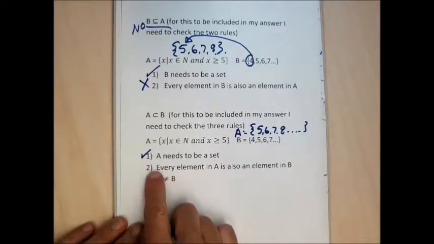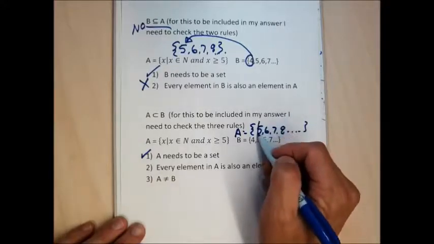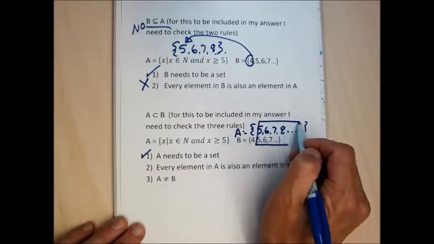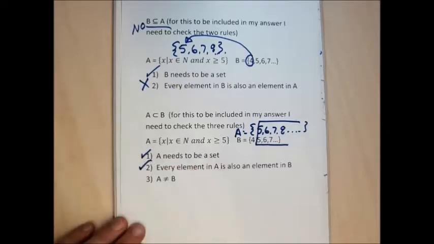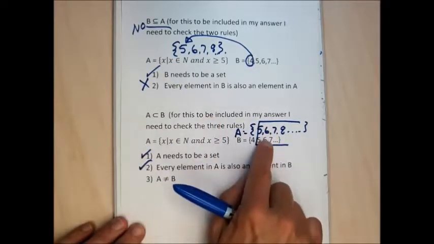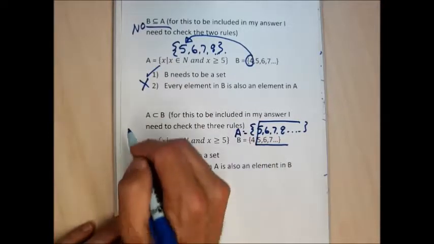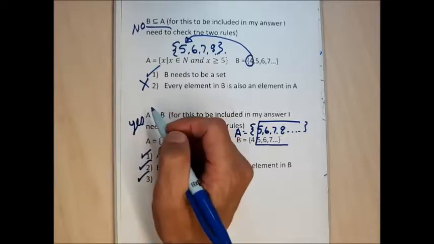The second rule to be a proper subset is every element of A needs to be in B, and every element of A, 5 and bigger natural numbers, are in B, so that rule is satisfied. And the third rule for A to be a proper subset of B is they can't be equal, and they're not equal because A doesn't have a 4 that B does have. So this is satisfied, and I'm going to include that symbol in my answer.